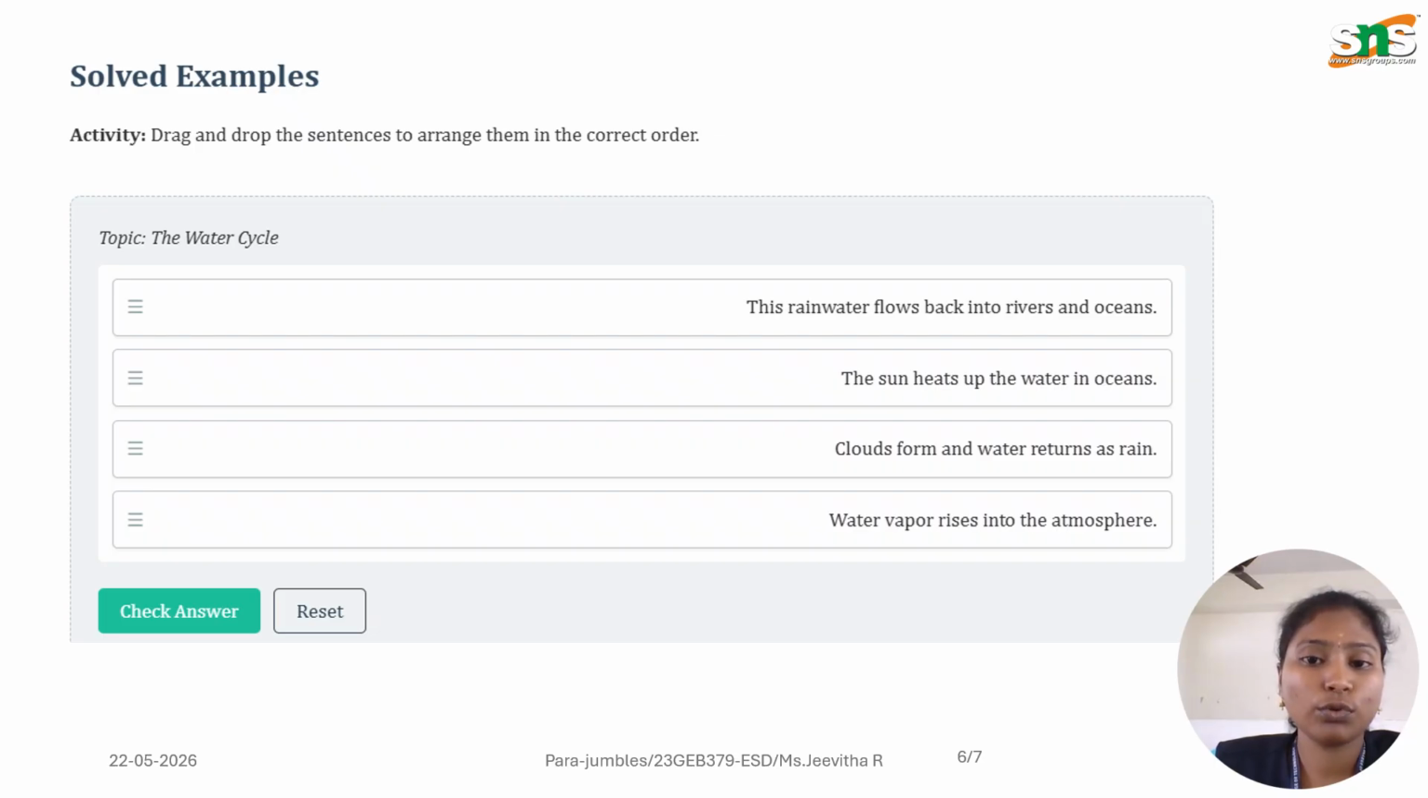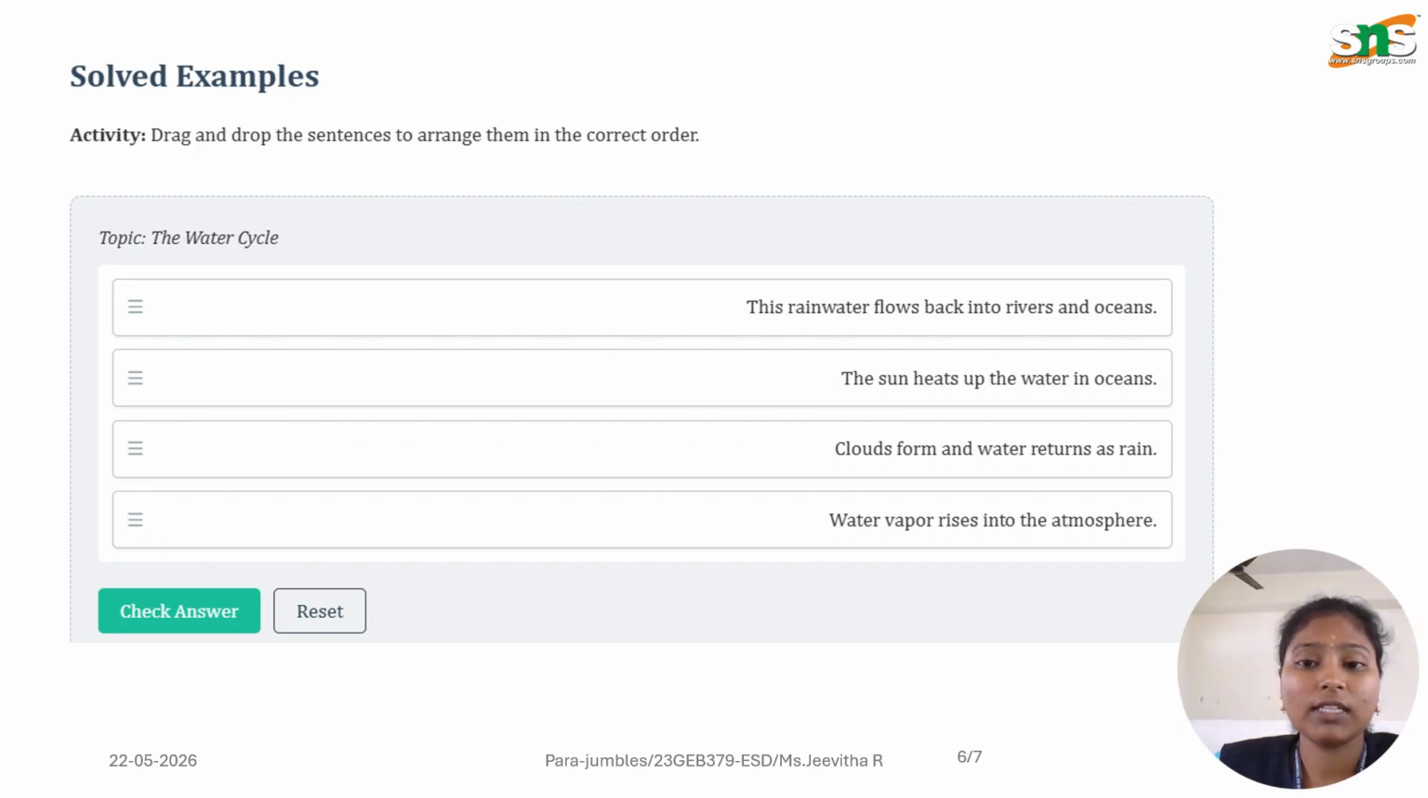Let's apply our flowchart step by step. Step 1. Which sentence is independent? That introduces the process. Sentence 2. The sun heats up the water in oceans. It kicks off the topic. Let's link related ideas. What happens immediately after the sun heats the water? The water turns into vapor and rises. So sentence 4 follows sentence 2. Once the vapor rises, what happens next? It condenses into clouds. So sentence 3 comes next.